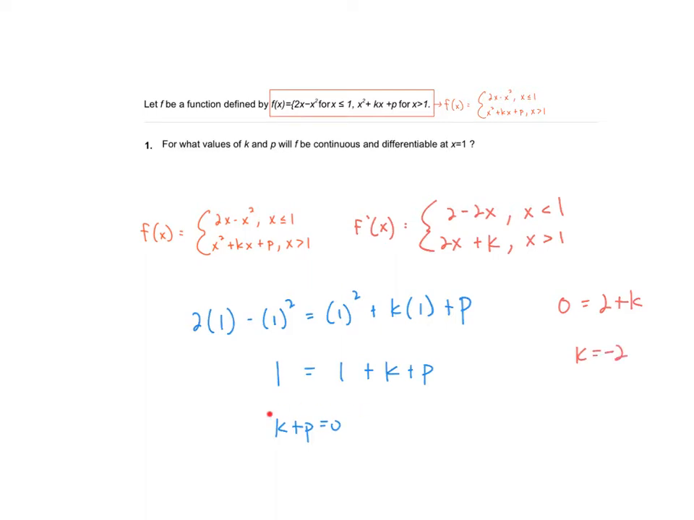And then if k plus p equals 0, and k is negative 2, that means p has to be positive 2. That's it.